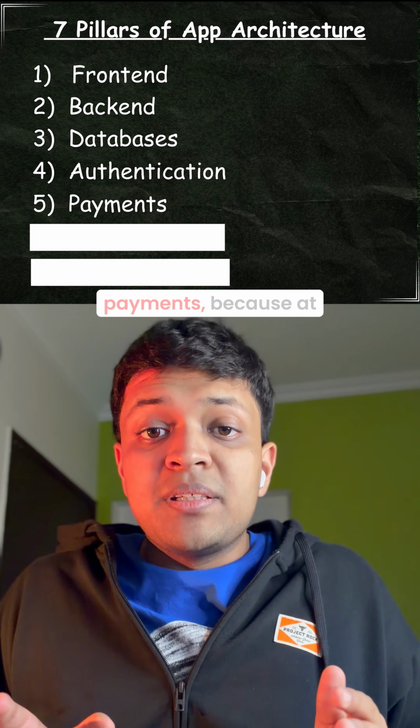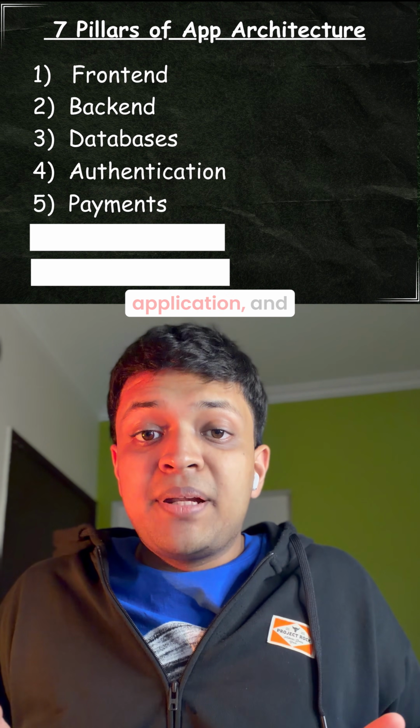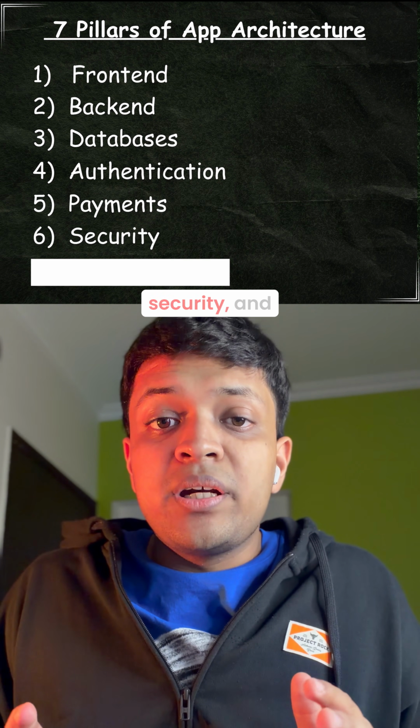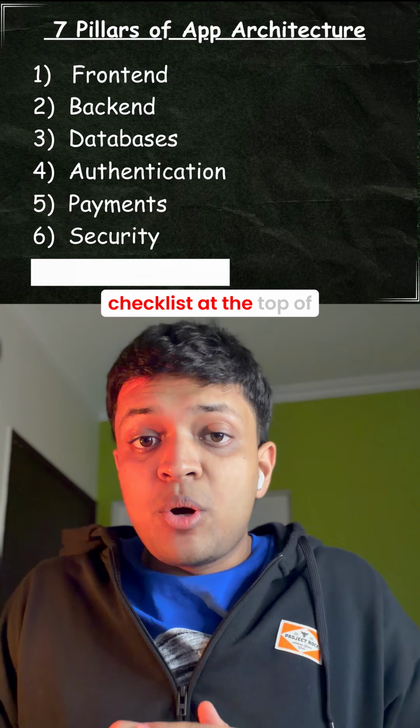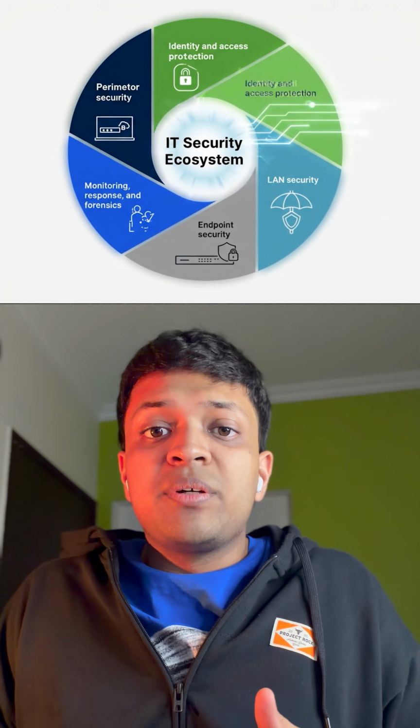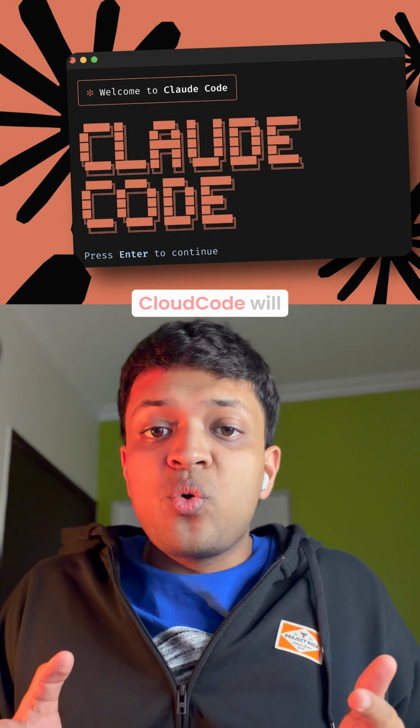Pillar number 5 is payments, because at some point we want to monetize our application and we're going to rely on Stripe for this integration. Pillar number 6 is security, and in this you want to have a checklist at the top of your mind, which means you want to check your private keys, what does the user interact with, what does the user see. Now usually Claude Code will handle this for you, but you should always have that checklist handy.